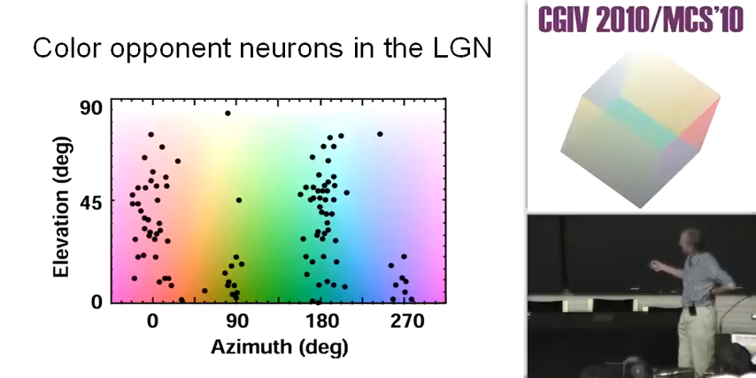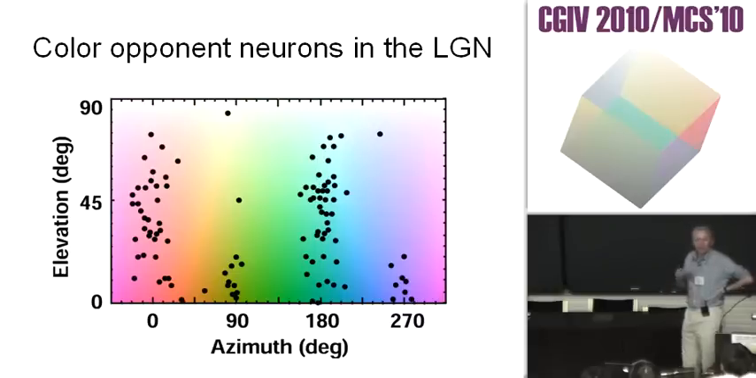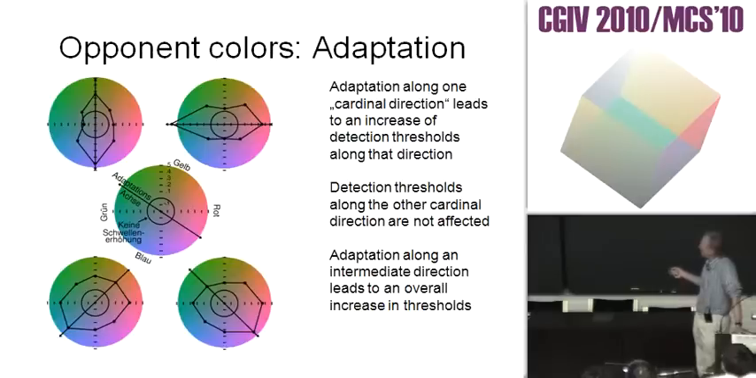But what you see here is that each data point, which represents that individual cell's preferred color, falls in one of these four clusters. So the cells prefer the 0, 180 degree direction and the 90 degree, 270 degree direction. There's no cells or hardly any cells in between these gaps here. So these cells in the retina or in the LGN are really the neural substrate for these so-called cardinal mechanisms of color vision that were shown here in these psychophysical experiments.